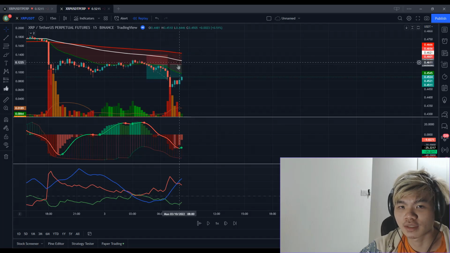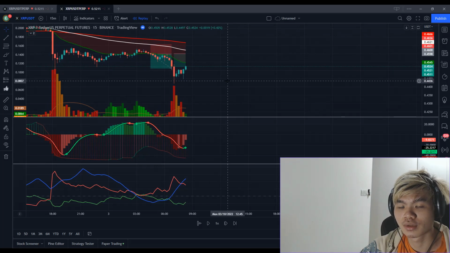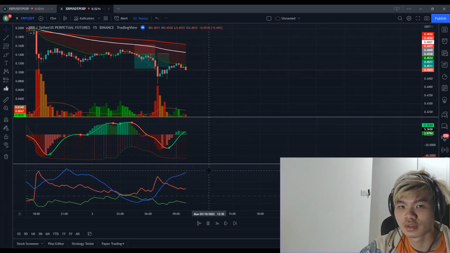But I would say that the most important part is to always set your stop loss, trim it back to your starting entry so that you never lose money on your trade. So let's let this play forward more. So yeah.